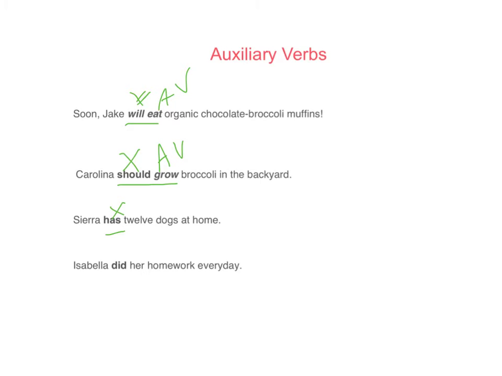Isabella did her homework every day. Did is the auxiliary verb. It gives us information. It shows us past tense, but it is the only verb. And so in this case, its function is to serve as the action verb. These sometimes are the hardest kinds of verbs to identify because they're so little and we don't really see them as having a lot of action.